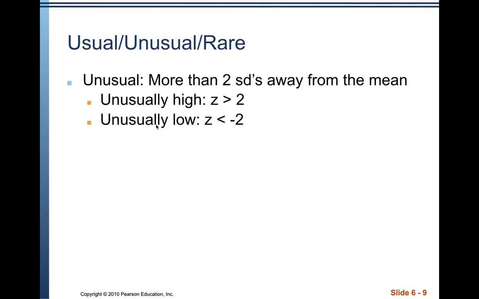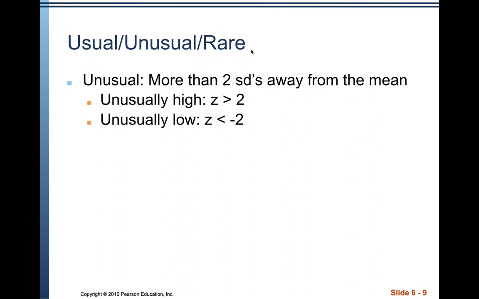It's the opposite for unusually low. If you have a data set and a particular piece of data that has a z-score that is less than -2, we would consider that piece of data to be unusually low. So anything that is unusual in statistics is more than 2 standard deviations away from the mean.